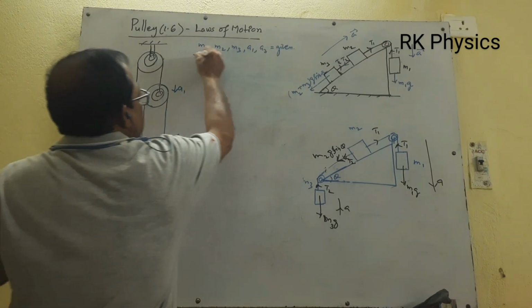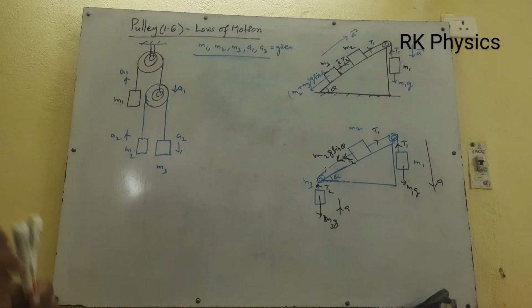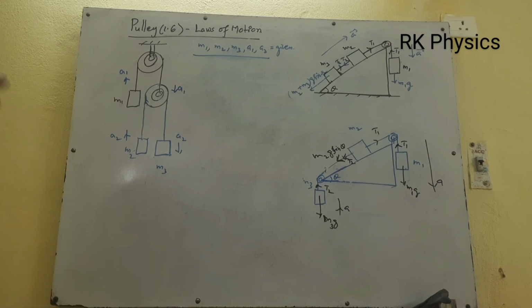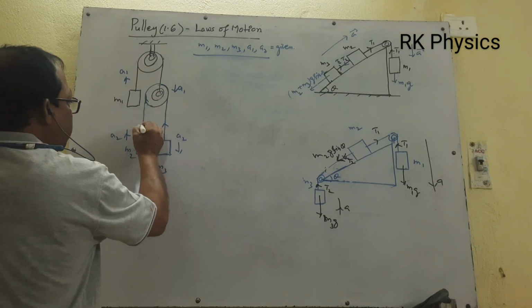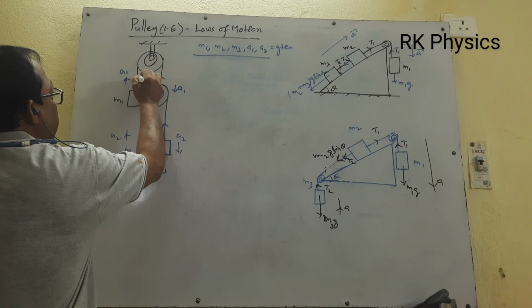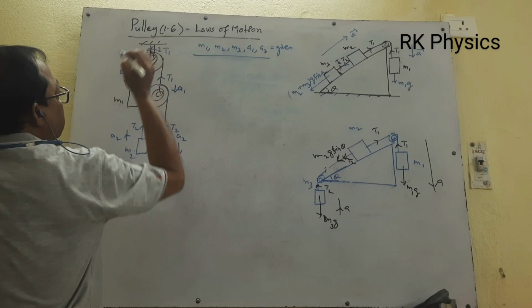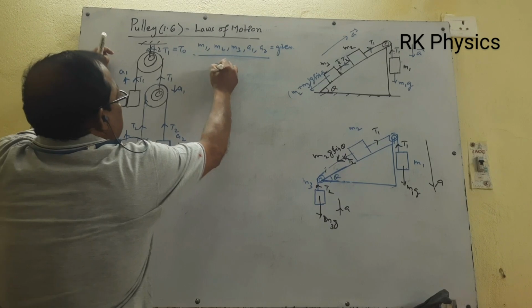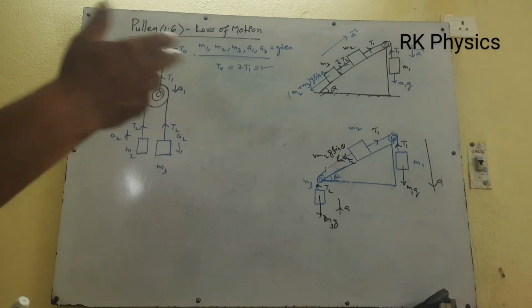What is your aim to calculate? Calculate the acceleration of m1, acceleration of m2, acceleration of m3, then tensions acting on the entire system. Now these are the tensions acting. I am writing T1, these two are T2, and this is 2T1. I am giving this as T naught, so you write T naught equal to 2 into T1. If you find out the value of T1, then it is possible to get T naught.